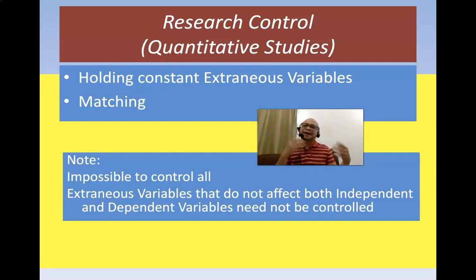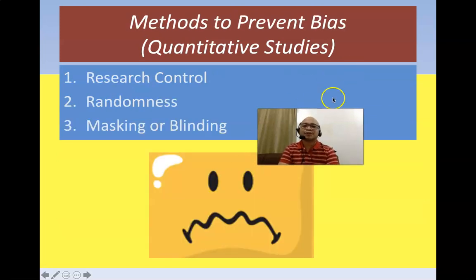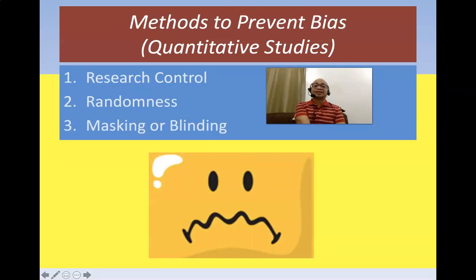in dealing with bias, it is impossible to control all. So, like what I told you, extraneous variables that do not affect both independent and dependent variables need not be controlled. So, those crucial extraneous variables that may affect the outcome of your studies should be the one to be prioritized in controlling them.